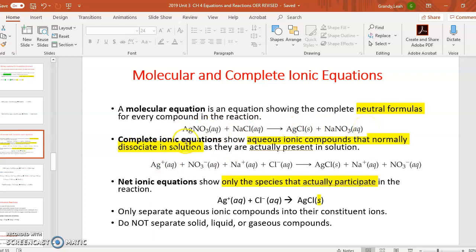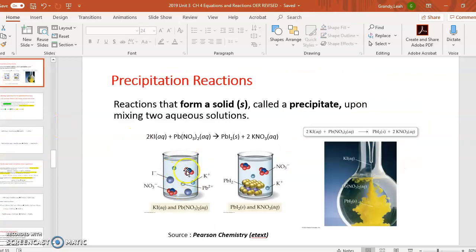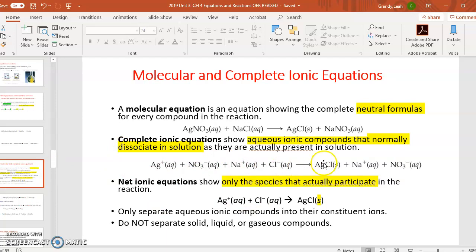Then we can take it further by taking all of the aqueous compounds and splitting them up into their ions. But the one that is the solid in the beginning remains solid, because a complete ionic equation shows all the ions that are floating around in those beakers. Think of it as this stage right here, showing what's going on in all the beakers before and after. This is what this middle equation is showing us. So when we mix these two solutions together, we'll have silver ions floating around, nitrate ions, sodium ions, chloride ions, etc. But in that beaker, this silver chloride will stay together.